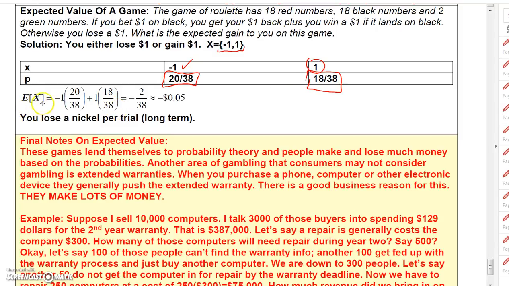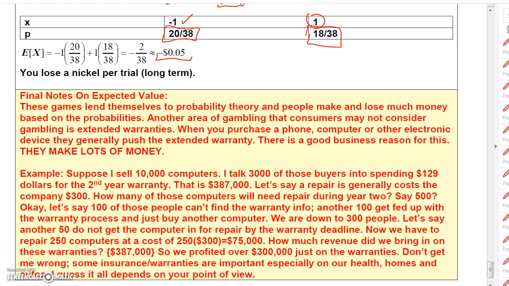And now if you calculate the expected value of that, you take -1 times 20 over 38 plus 1 times 18 over 38, and you get -2 over 38, which is about a nickel. So the player is expected to lose a nickel per trial.